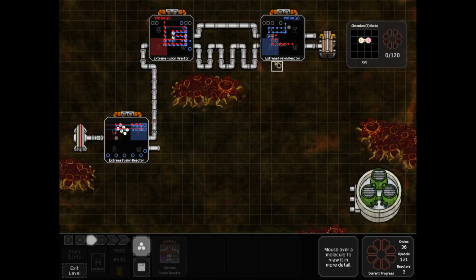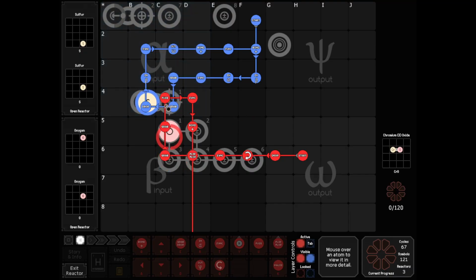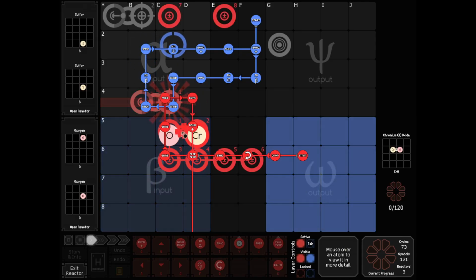And then we have the third reactor after some pipes, which just does the usual thing we've seen before in a slightly different way. So this time oxygen and sulfur get fused first, and then it bonds that to another oxygen.